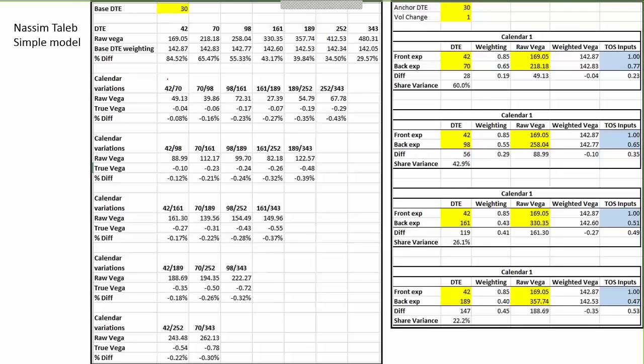Now, this section down here is where I started having a look at variations of calendars. So over here we've got the 42 DTE versus the 70. So this means that our short would be in the 42 and our long is in 70. Okay? And I thought that would be interesting because over here you can see that I'm looking at expirations that are together, right? So over here we've got these two, right?